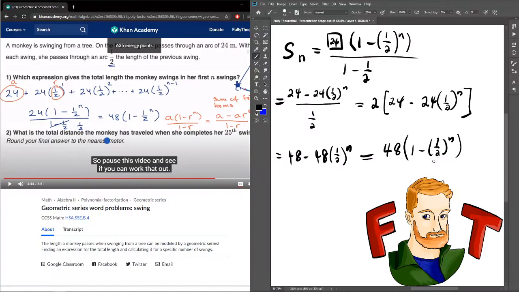They wanted it simplified. So what they should have added to this is "simplify your answer." And then I would have actually done the work for it, rather than just giving the raw formula over here.